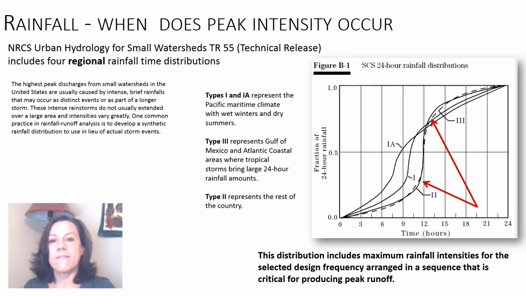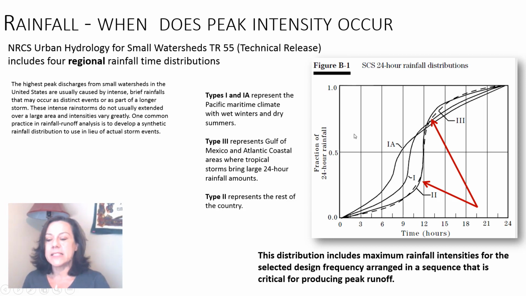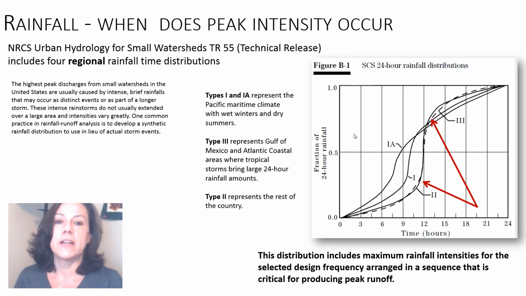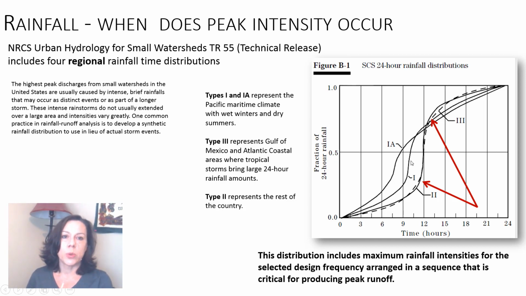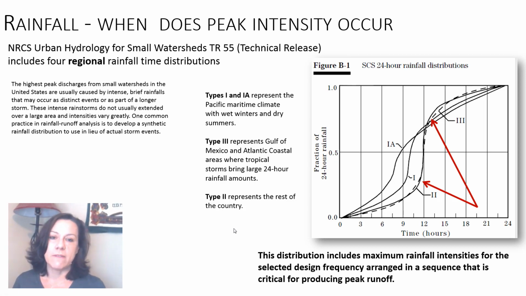So in this, we have a fraction of a 24-hour event. And notice it goes from 0 to 1. That means that it's broken that 24-hour event down into one fraction of it. The other thing you really need to pay attention to is the 1, 2, 3, and the IA. We are actually in the type 2 storm events. So when we do our designs, we're always going to look at the type 2 event when we're designing.